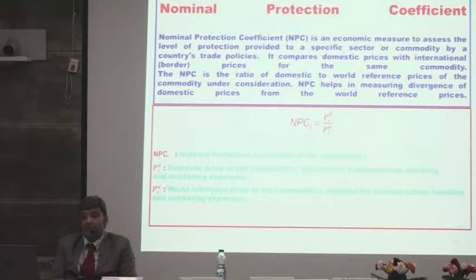So if this ratio is more than one, more than unity, it means there is a protection for the domestic industry. If this ratio is less than unity, it means domestic industry has some negative protection. So nominal protection coefficient of a commodity is the ratio of domestic price to the world reference price. And this gives a simple indicator of the efficiency. If our domestic industry is much more efficient, then prices may be low. And the prices may also give an indication of which quality we have produced and at which prices.